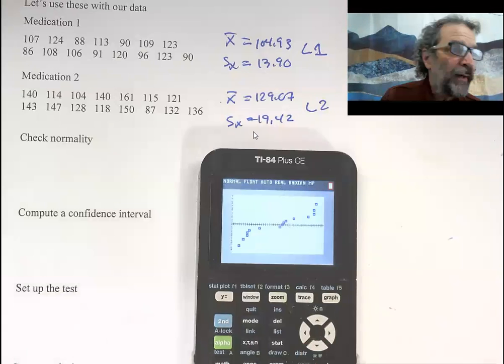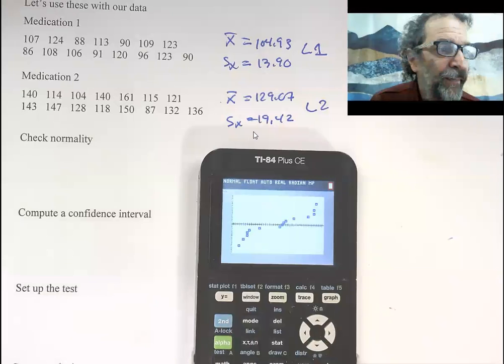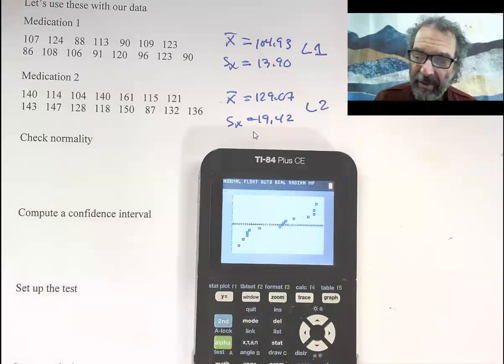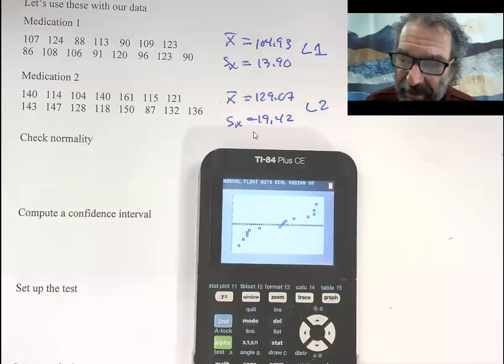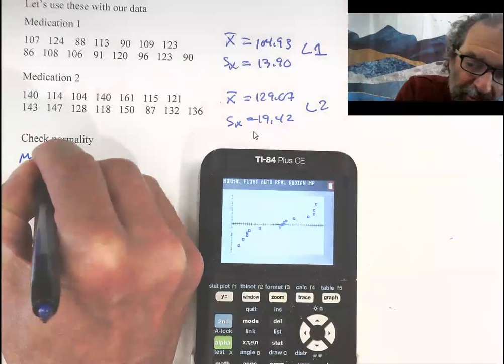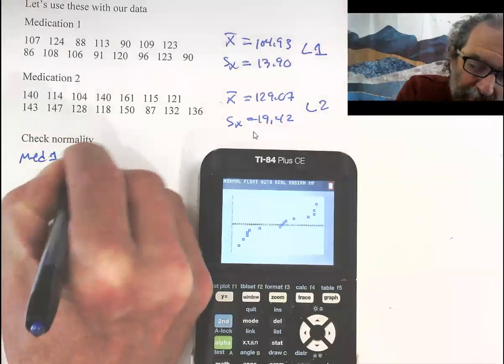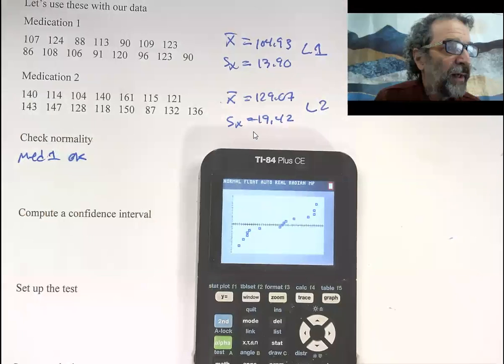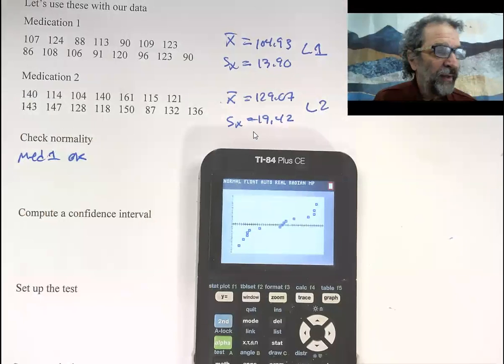There it is. So what we're looking for is something that doesn't show a distinct curve. It can have wiggles. So that's for list one, the medication one. Okay. No distinct giant curves. Sample size of 15 is kind of big-ish, but we don't see a sweeping curve, so it's not skewed. That's nice. And then I'll do the same thing.